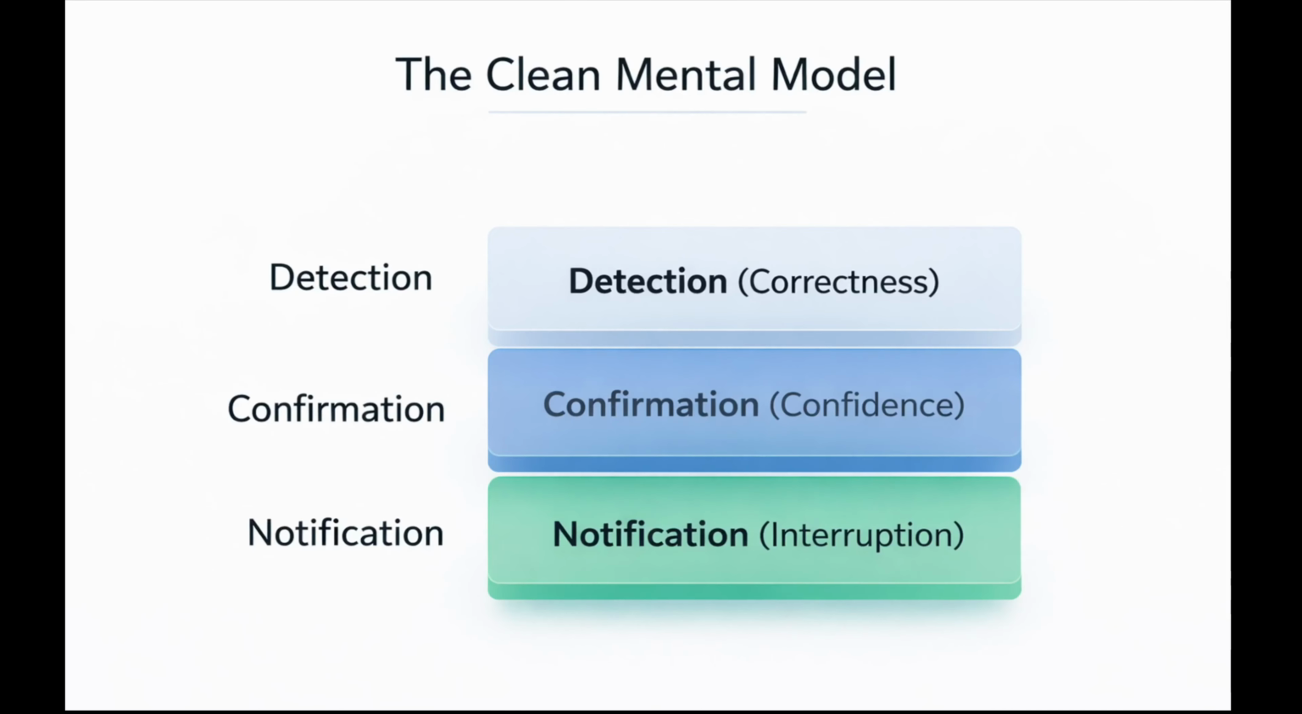Here's the clean mental model to carry forward. Detection determines correctness. Confirmation determines confidence. Notification determines interruption. 3 stages, 3 separate responsibilities. And when you understand them independently, alert noise becomes predictable, not random. Now that we've established the pipeline, we can step into something more precise. Because once you understand the stages, you can begin to predict timing, and alert timing is not mastery. It's the direct result of your configuration.